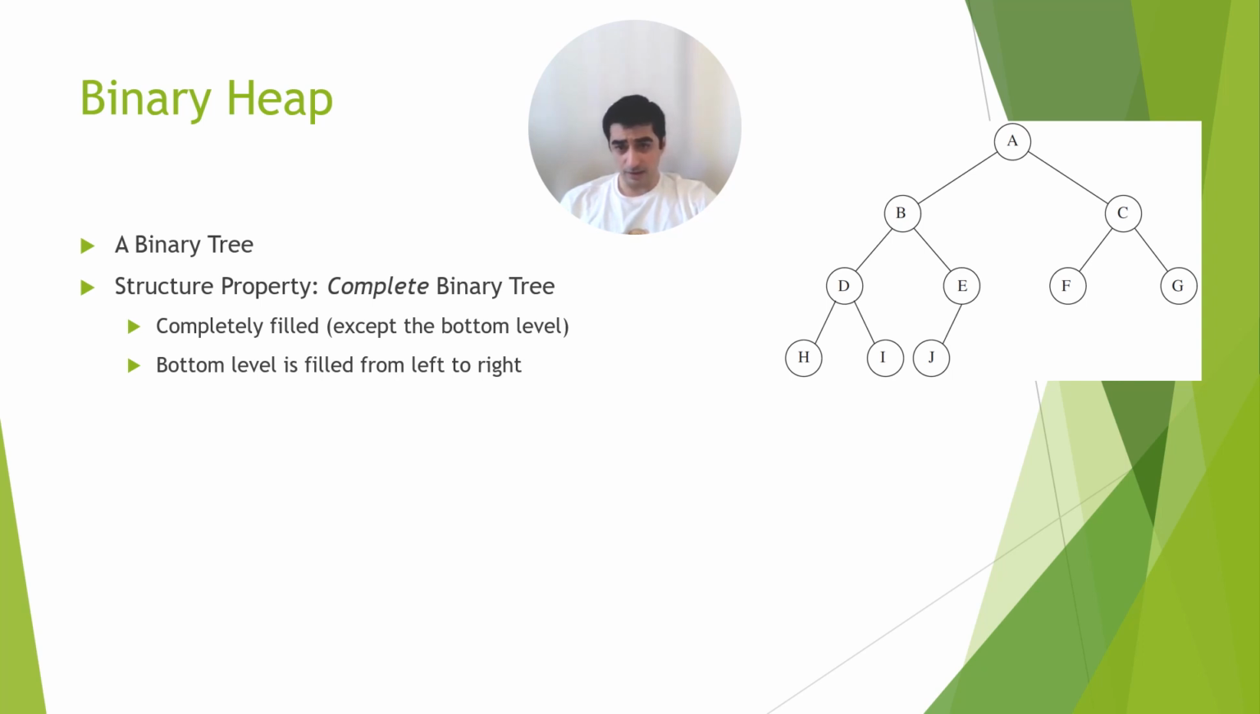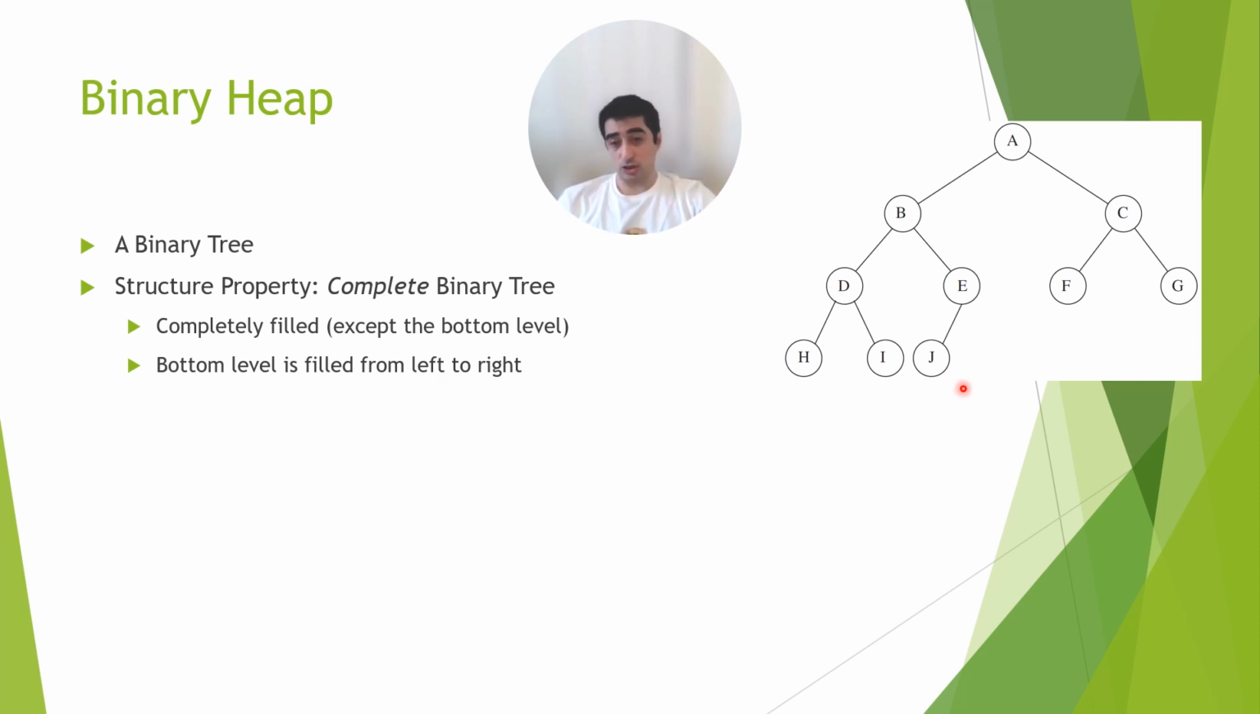As you see, the first level is A, it's completely full. The second level is B, C, it's completely full. Then we have D, E, F, G, it's completely full. The last level is not full. And also the bottom level is filled from left to right. So we have H, I, J in the leftmost part of the bottom level.